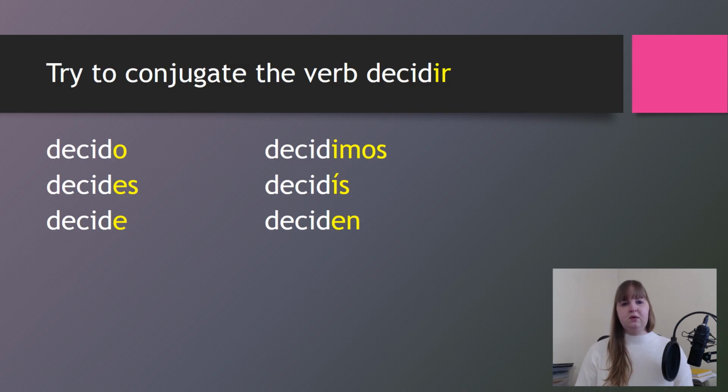Now you can see the conjugated forms of the verb decidir. Decido, decides, decide, decidimos, decidís, deciden. The verb decidir means to decide, and we have to remove the ending ir. Then we have the stem decid, and we have to add these following endings: o, es, e, imos, ís, en.